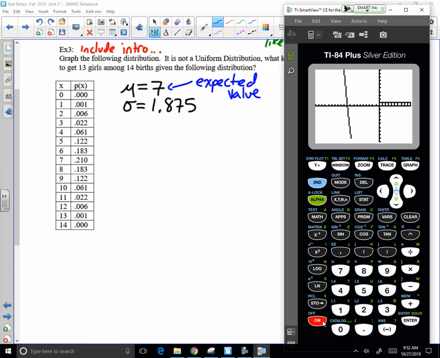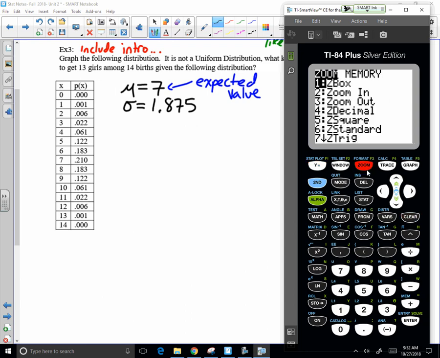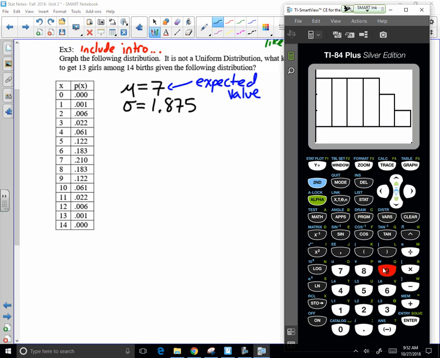Oh, I didn't hit any zooms. And I also have an equation in here for some other class, which is not mine. Zoom stats, so zoom 9. All right, well, doesn't look very normal. But also, I let the calculator decide on the settings.